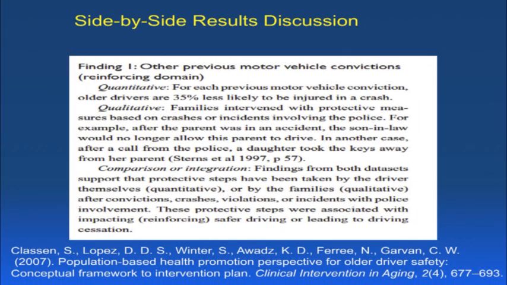So here's an article in Health Promotion Area by Klassen. When you turn to their results section, they're doing a convergent model and bringing the two together too, but they're doing it in a discussion. They're talking about the idea of previous motor vehicle convictions. This is for older adults, older driver safety. Here are the quantitative results, here are the qualitative results, and here's how the two could be compared.